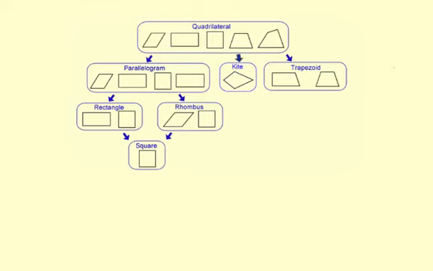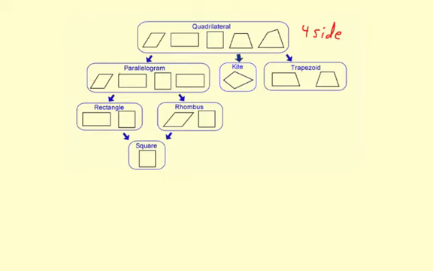Okay, the big picture for this lesson is quadrilaterals. Now, a quadrilateral is a closed shape with four sides. And the classification of various quadrilaterals is shown below. So a parallelogram, opposite sides are parallel and congruent.